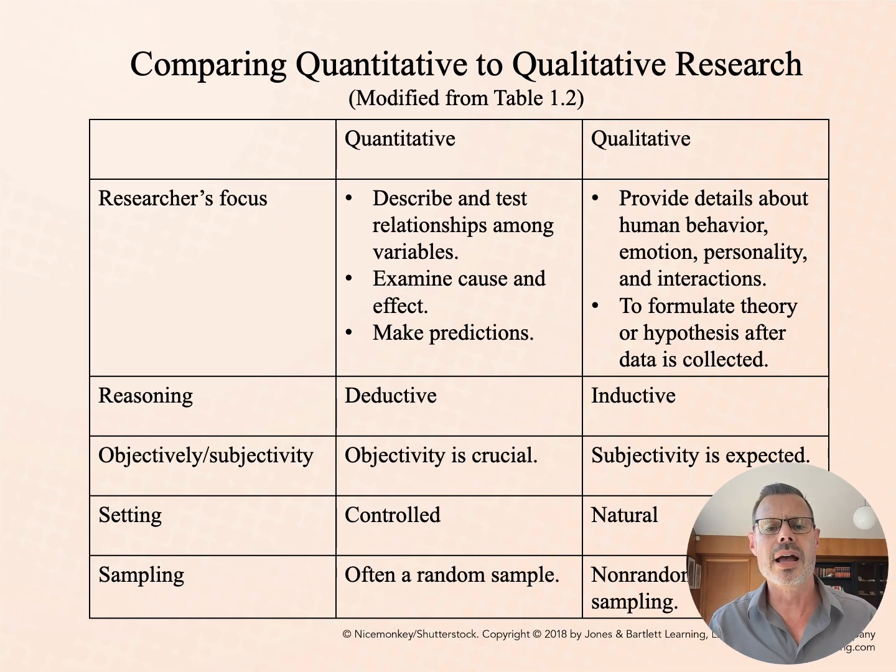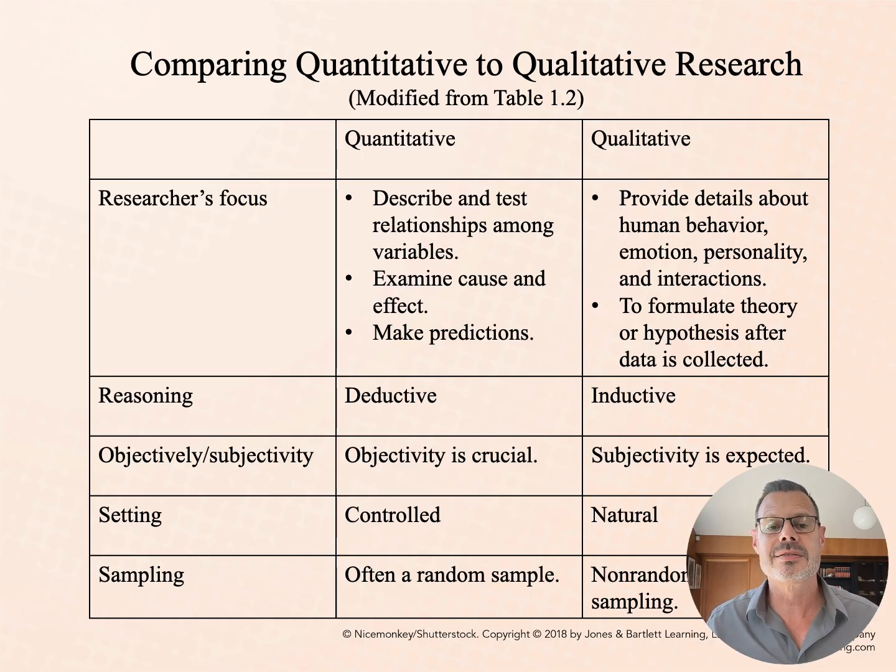So this is from your book, right? Comparing quantitative, qualitative data. The researcher's focus. In quantitative data, we're describing and testing relationships among variables. We're examining cause and effect, right? We're making predictions. This is what happens, and I've got the data, I've got the numbers to verify what I'm trying to prove, or to verify that it's not actually true.